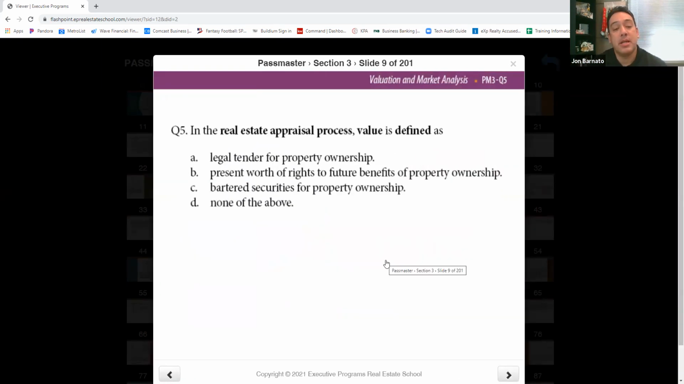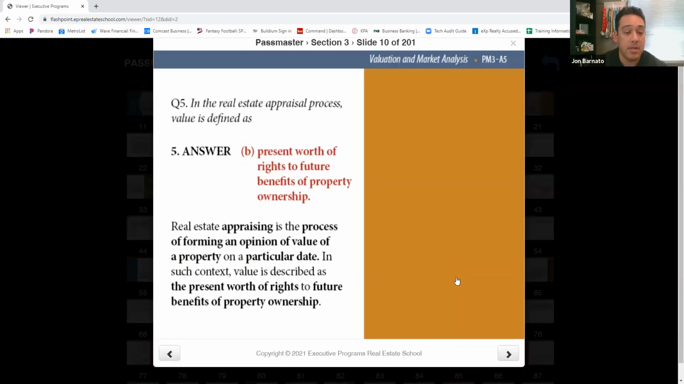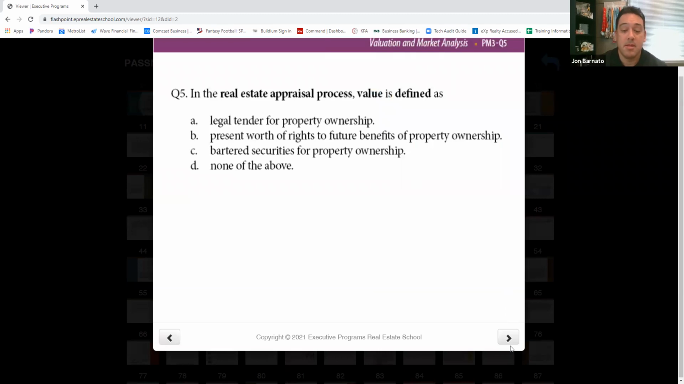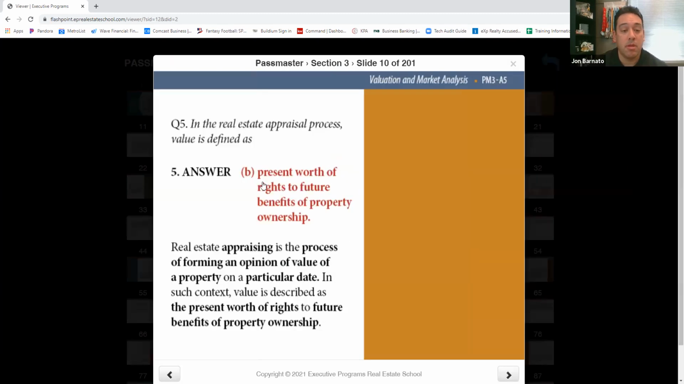In the real estate appraisal process, value is defined as what? What is value defined as? E. E. Correct. Those are all ways to, oh no, sorry, not all. B. Yep. So the present worth of rights to the future benefits of the property ownership, right? So that's why it's all about the utility value going forward, right?